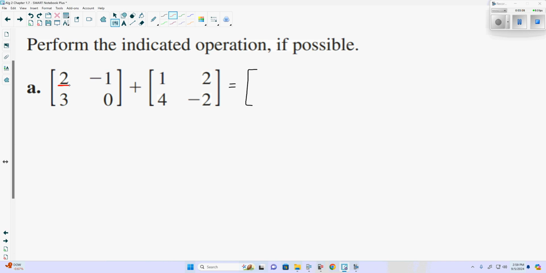Now the first element that we have is 2, and we'll add to it its corresponding element, which is 1. Our next one that we have is -1, and we'll add to it its corresponding element, which is 2. Questions on this so far? Then we'll have our next element, 3, added to its corresponding element, which is 4. And lastly, we'll add 0 to its corresponding element, which is -2. Questions on how we set this up?